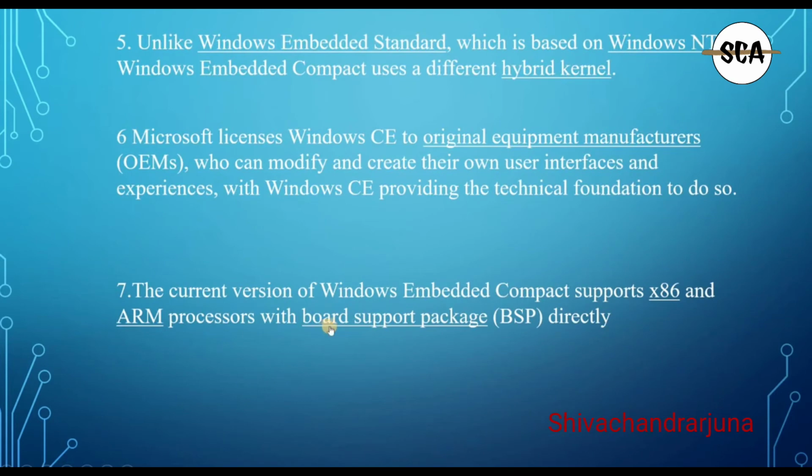Unlike Windows Embedded Standard, which is based on Windows NT, Windows Embedded Compact uses a different hybrid kernel here. So Microsoft licenses Windows CE to original equipment manufacturers, OEMs, who can modify and create their own user interfaces and experiences here, with Windows CE providing the technical foundation to do so. The current version of Windows Embedded Compact supports x86 and ARM processors with broad board support package directly.